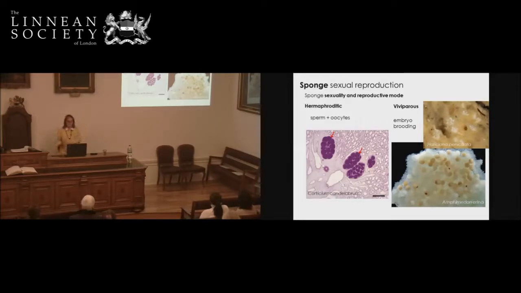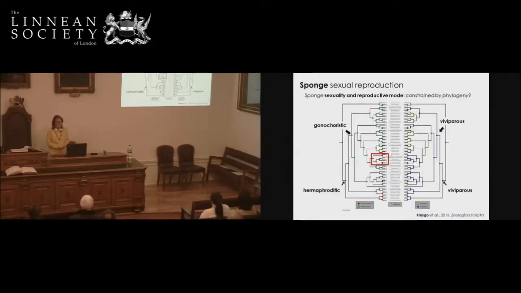But there's another option. Sponges can also be hermaphrodites, so that means the same individual can make the sperm and the oocytes. But the fertilization takes place outside the body, so there is no auto-fertilization. And these sponges tend to be viviparous, so they brood their own embryos, and then they release a larva, and the larva is the dispersal propagule. So one of the things that I was thinking after doing my PhD was, are these traits correlated?